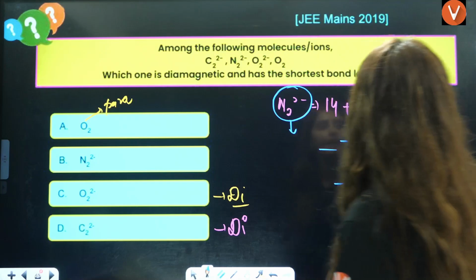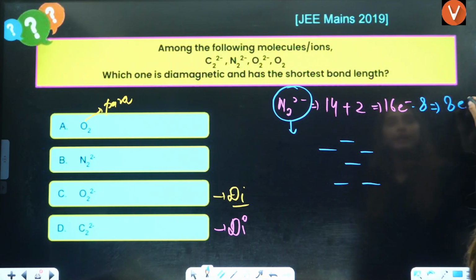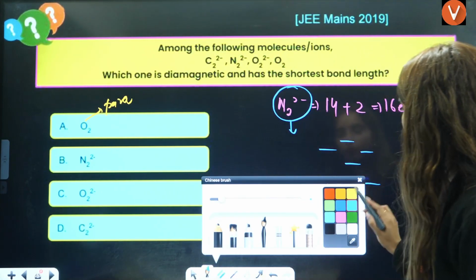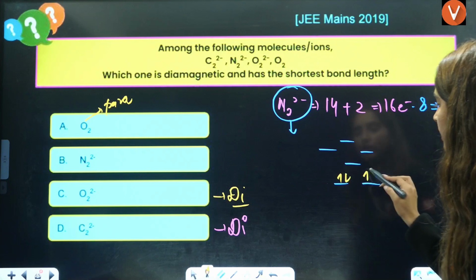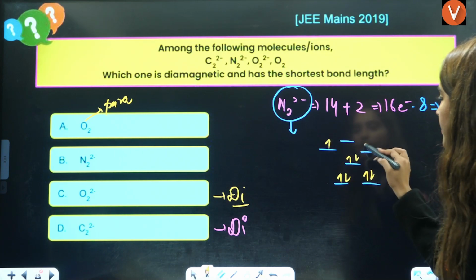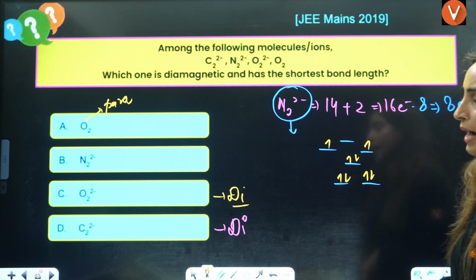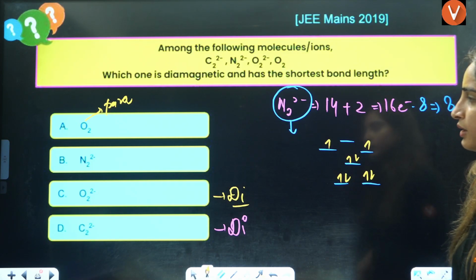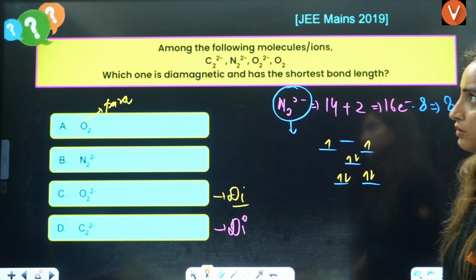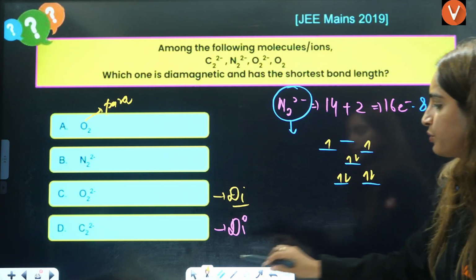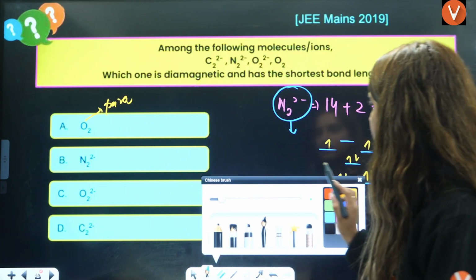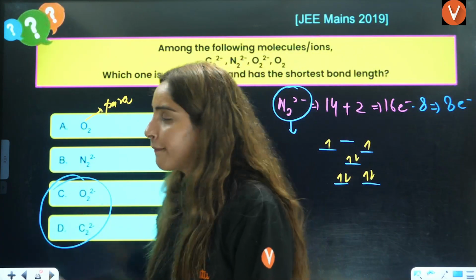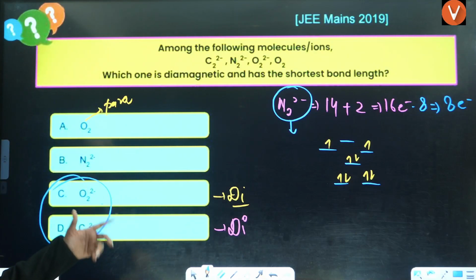And if you subtract 8 electrons from here, you will be left with 8 electrons. So when you fill the electrons, 1, 2, 3, 4, 5, 6, 7, 8, right? It is paramagnetic. Okay, 2 1 2 1. Wait a minute, 1 2 2 1. Okay. So the answer will be, these two are diamagnetic in nature. From these two you have to tell which has the shortest bond length.